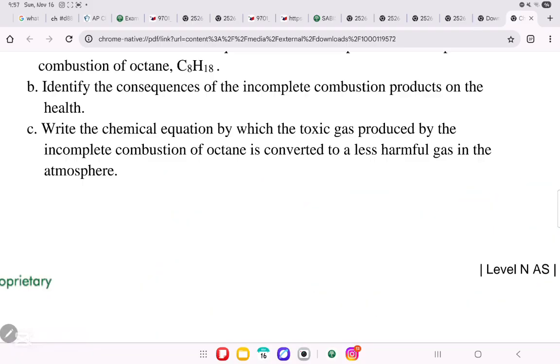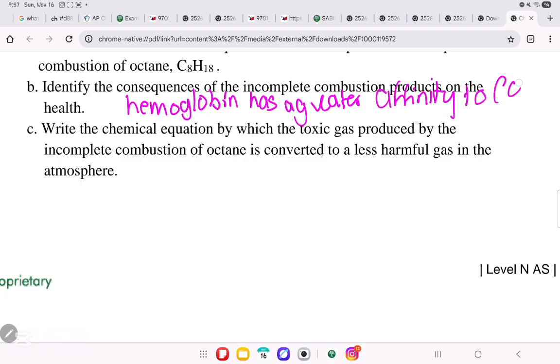Part B, identify the consequences of the incomplete combustion products on health. Okay, incomplete combustion products, we have carbon monoxide. What does carbon monoxide do? We can say hemoglobin. Hemoglobin has a greater affinity to CO than O2, right? So when inhaled, carbon monoxide will bind to hemoglobin.